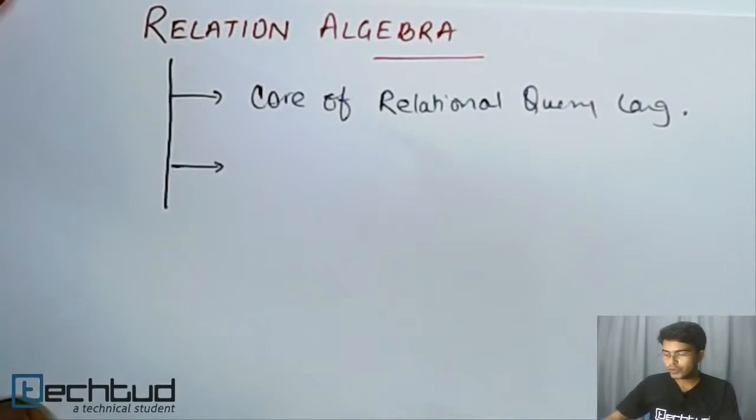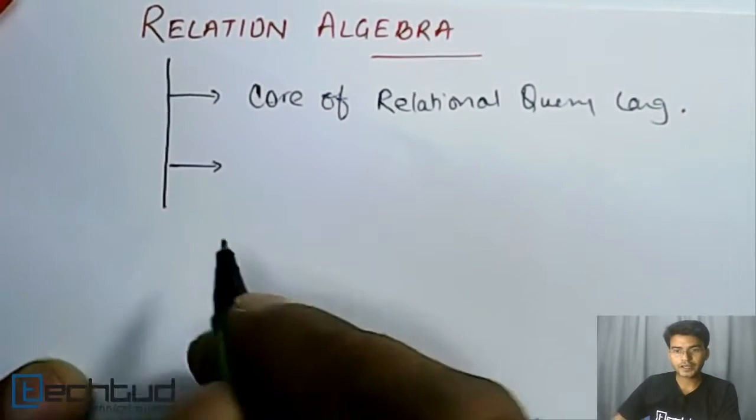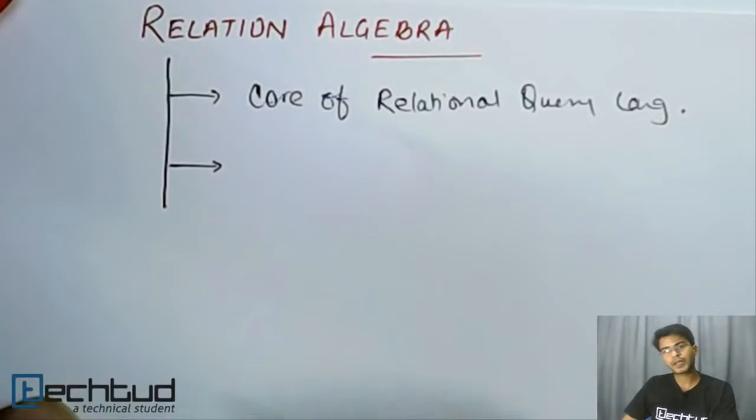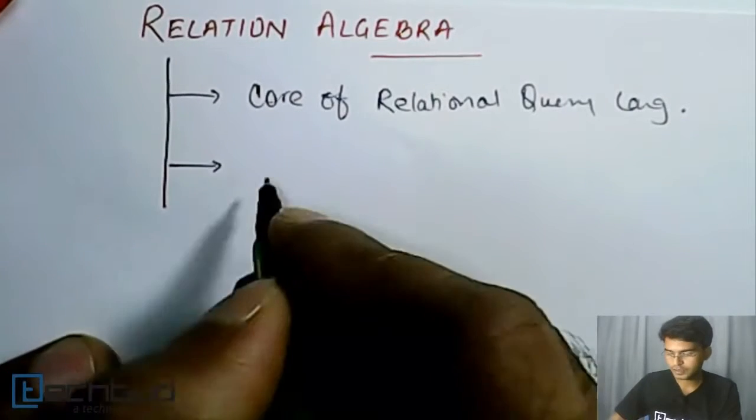Hello everyone. So relational algebra is basically a procedural query language which is the core of any query language available for relational databases. Let's write it down. It is the core of relational query language and it provides a framework for query implementation and optimization.